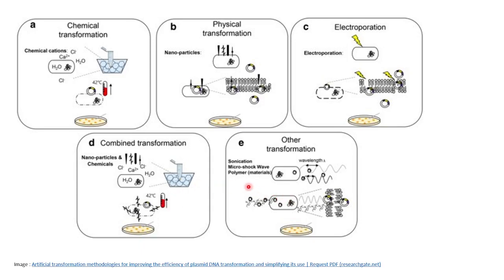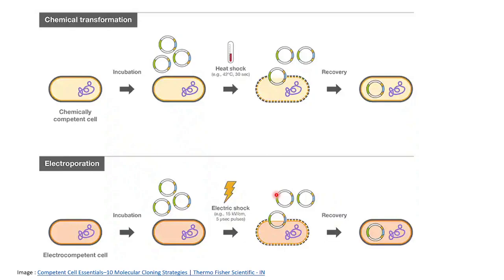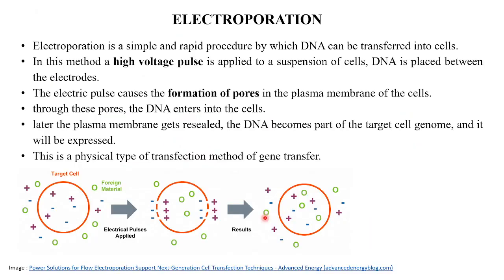And just to mention some other techniques like sonication, where ultrasonic sounds, different higher frequency sounds, are used for the transfer of DNA. So like this, there are different types of techniques which are available for gene transfer, for transferring the DNA into the eukaryotic cell. So here the same explanation, the pictures depicting chemical transformation and electroporation. So this is about that. Next, let us see electroporation.